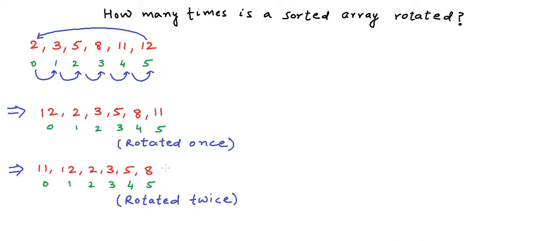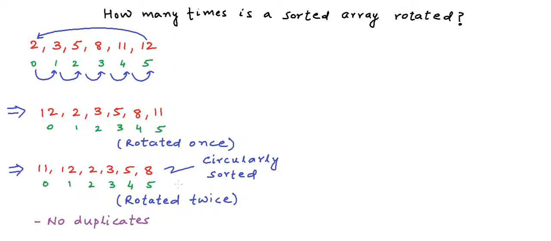And such an array is often also called a circularly sorted array. So we have been given such a circularly sorted array, and there is one more condition: there are no duplicates in the array. All the elements in the array are distinct. So given such an array, we have to find out how many times the array has been rotated. So how do we solve this problem?